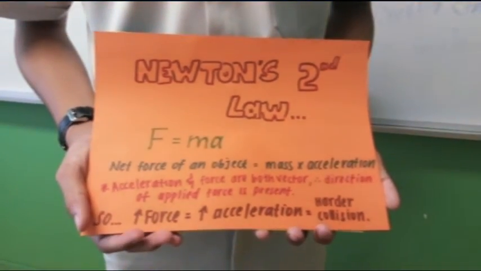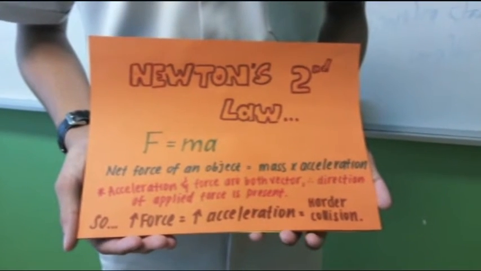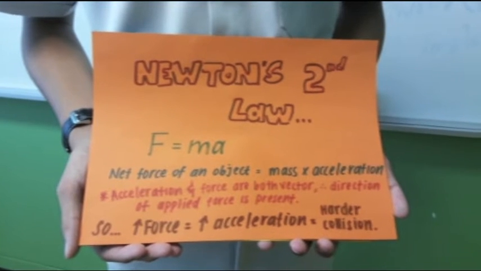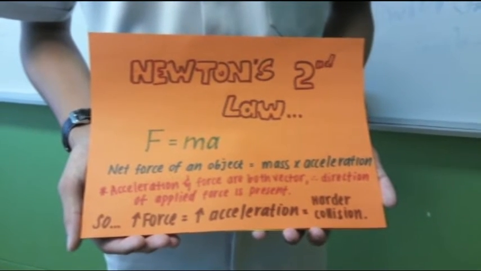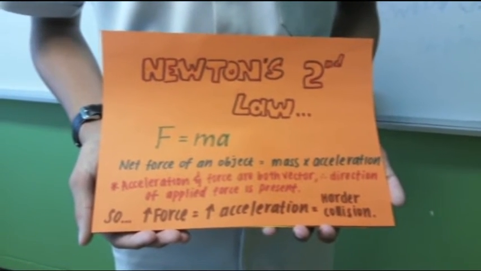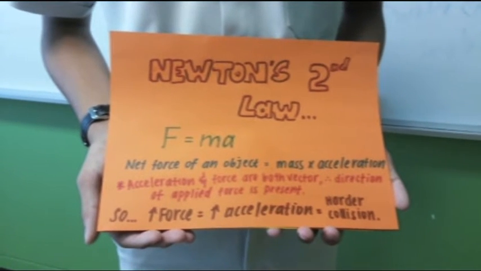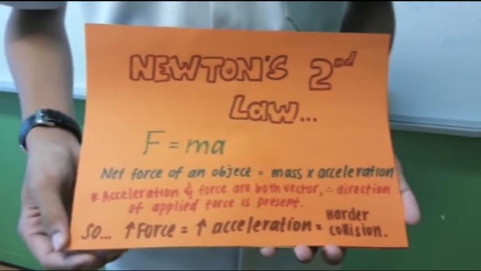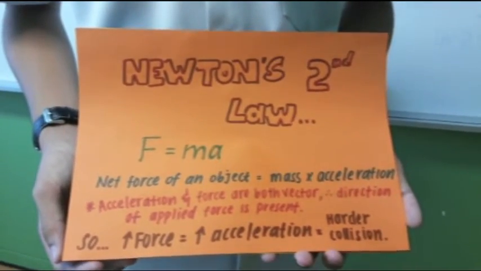Now we're going to explain this concept using Newton's second law. F equals ma. Net force of an object is equal to mass times acceleration. Acceleration and force are both vectors. Direction of applied force is present. So, an increase in force equals an increase in acceleration, so a harder collision.